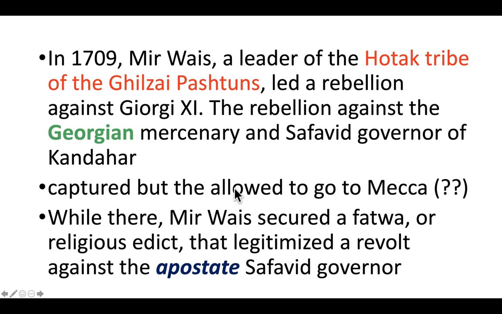And he does. And when he's there, he secures a fatwa from the Arabs, legitimizing a revolt against the apostate Shia Safavids. So this is going to backfire big time on the Safavids. He comes back with a religious weapon, a fatwa. Whether it's that or something else that allows him to succeed, he does.